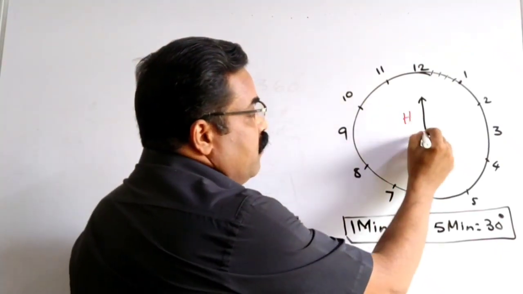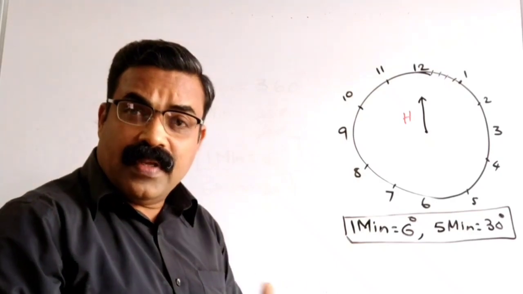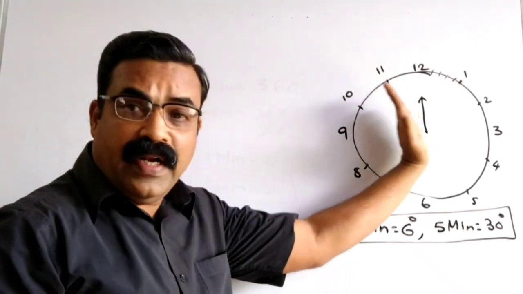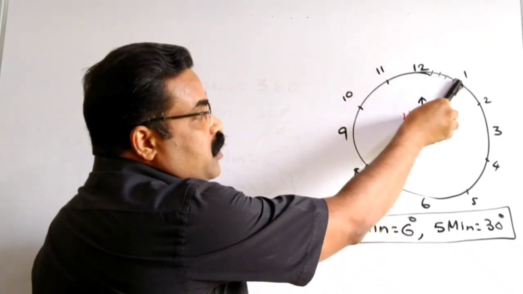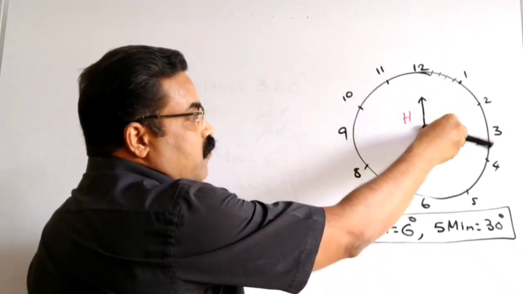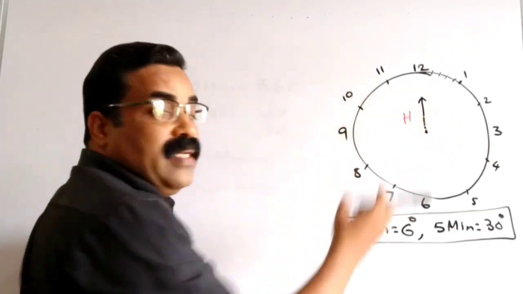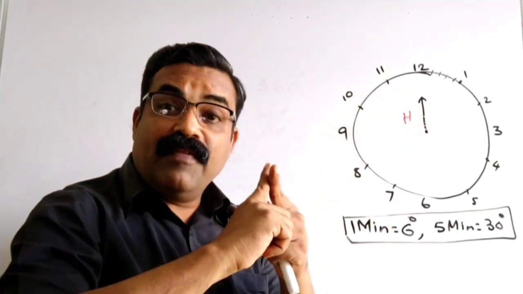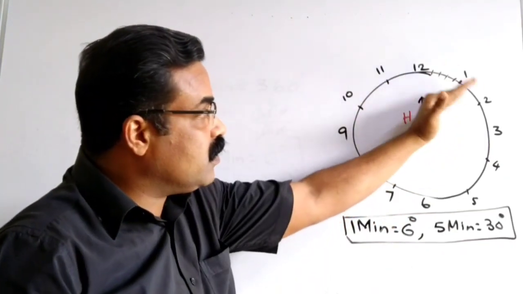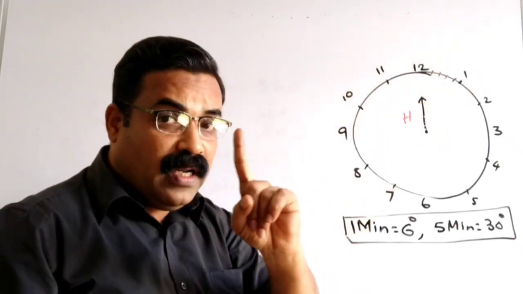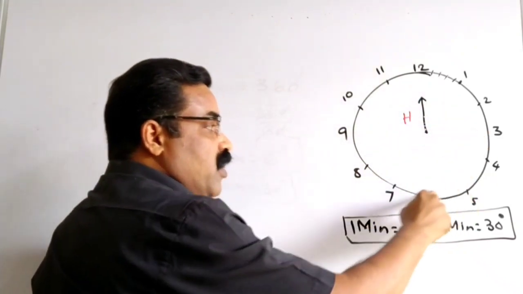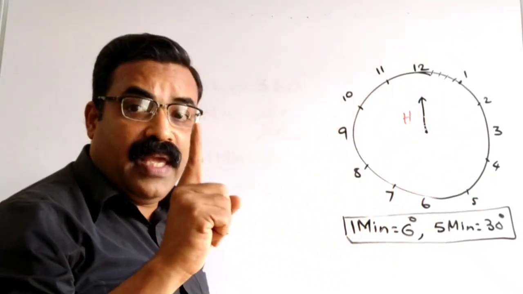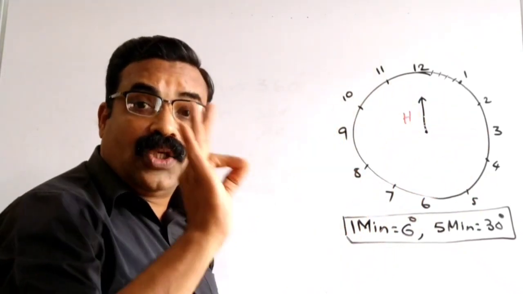Yeah. So when we talk about this hour hand, from 12 o'clock, when it becomes 1 o'clock, it moves from here to here, then 2 o'clock, 3 o'clock, 4 o'clock, 5 o'clock, 6 o'clock, like that. So every 1 hour, it moves 30 degrees. And when the hour hand makes a full rotation, it takes 12 hours.